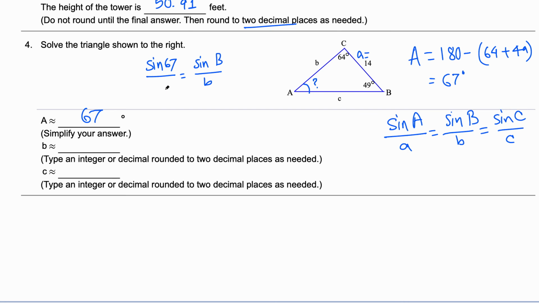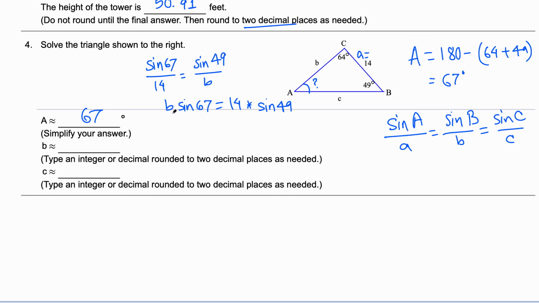Equals sine B over B, where angle B is 49. This side B is unknown, to be determined. Now cross multiply because we've got a fraction equals another fraction. So B times sine 67 equals 14 times sine 49. These are decimal numbers, but do not get to the decimal numbers yet, because the rounding will be off. If you use decimals now, you don't get the correct answer.